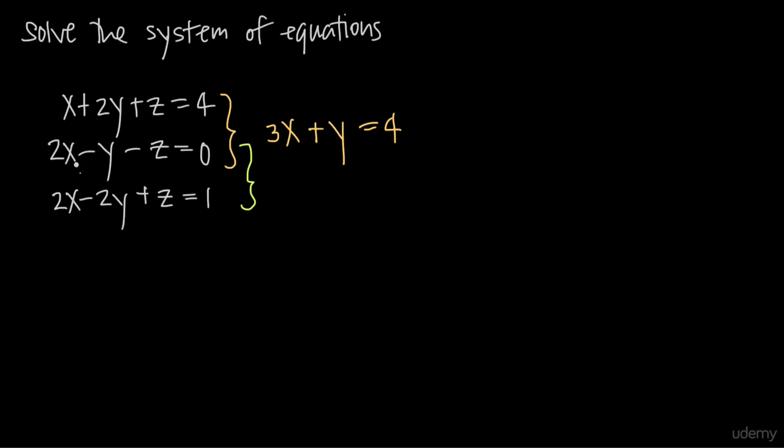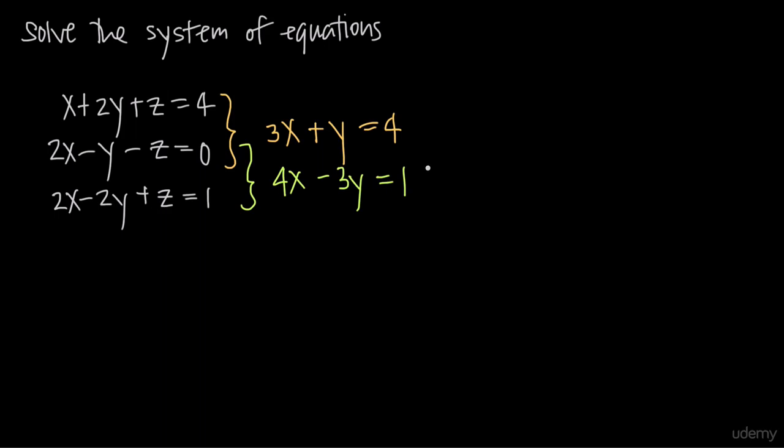So when we add these together, 2x plus 2x is going to give us 4x. Negative y plus a negative 2y, or negative y minus 2y, is going to give us a negative 3y. Negative z plus z is going to give us 0. Those two will cancel. And then 0 plus 1 gives us 1. Now we've simplified this from a system of three equations in terms of three variables to a system of two equations in terms of two variables.